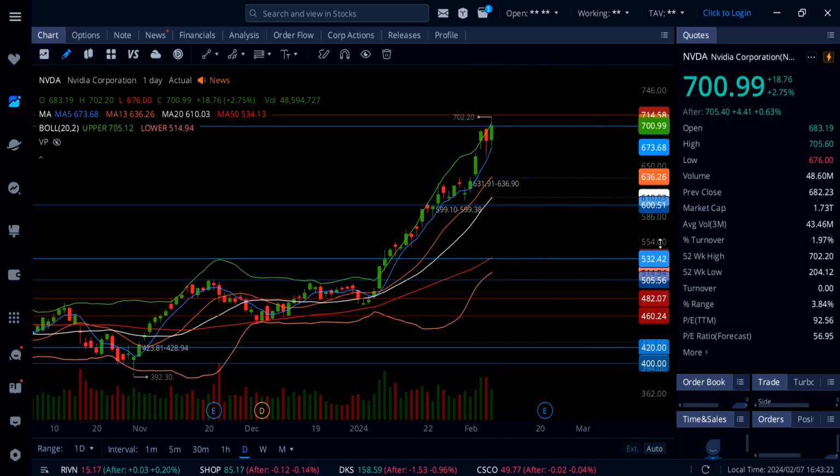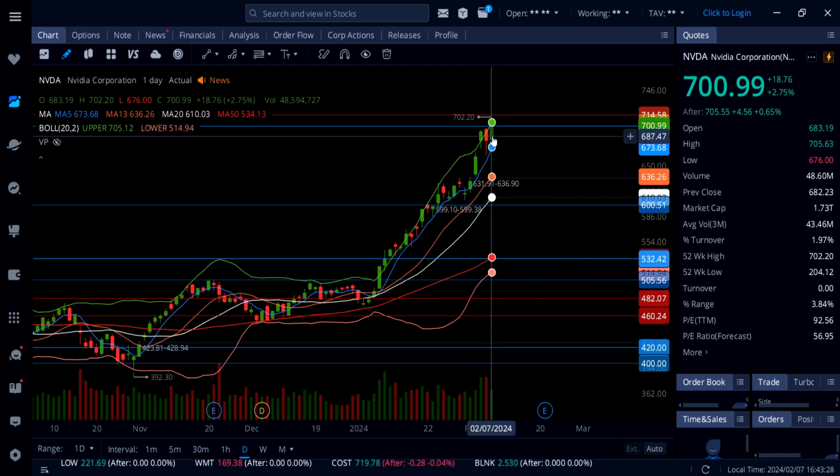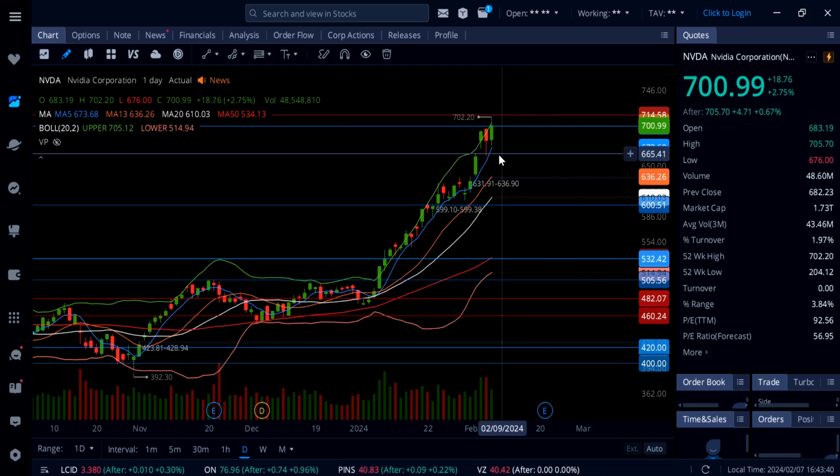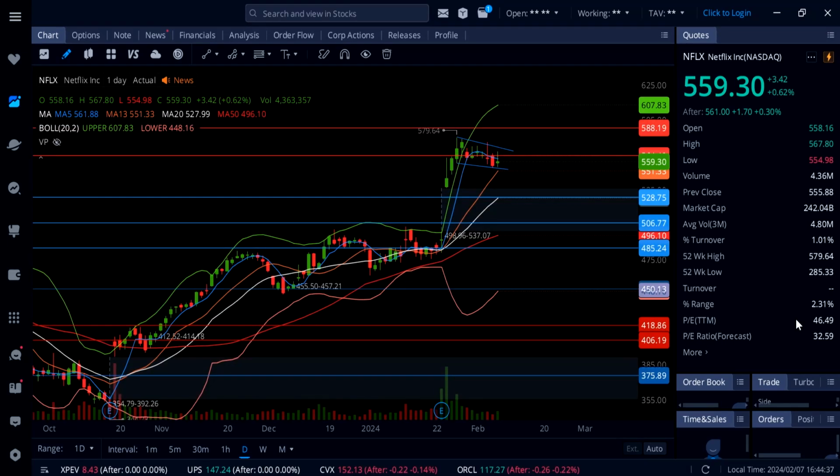So going into tomorrow's session on Nvidia stock, 700 now will be support to watch, and above 700, watch out for 714 to 715 to the upside. Below 700, we do have strong support down here, 673.68 and then 666.